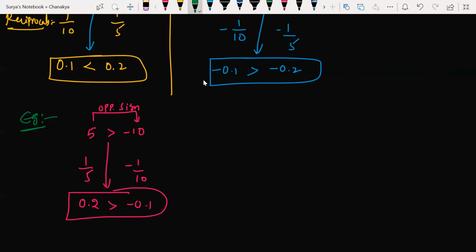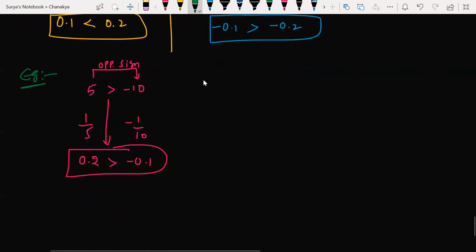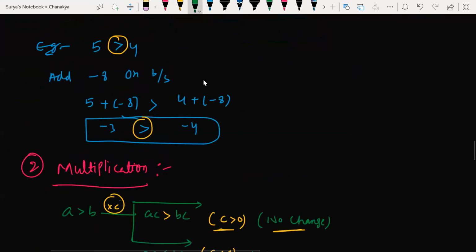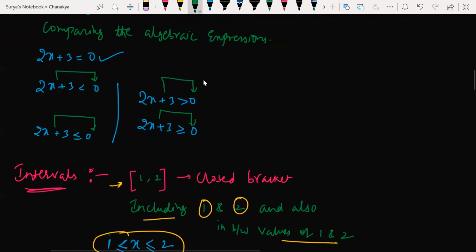Inequality stays the same when you have opposite signs of A and B. So basically, these are the rules of inequalities, beta. You must know all these basics of inequalities. What have we learned in today's class? We have learned the rules of inequalities, what inequality is, what the types of inequalities are, and what we mean by intervals. Now let us solve a simple question and we'll leave the class.